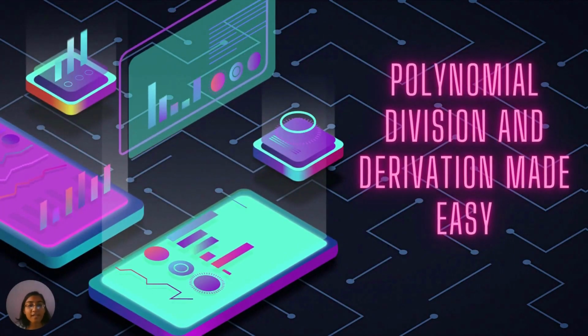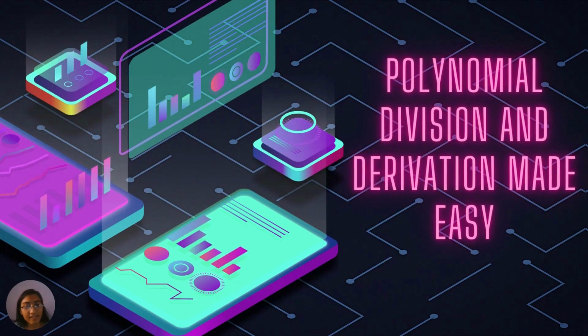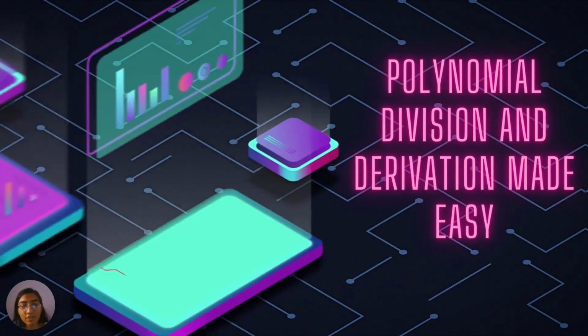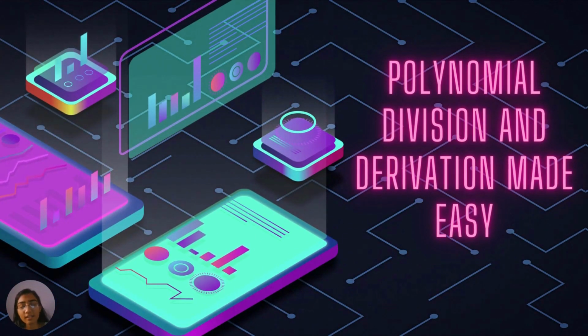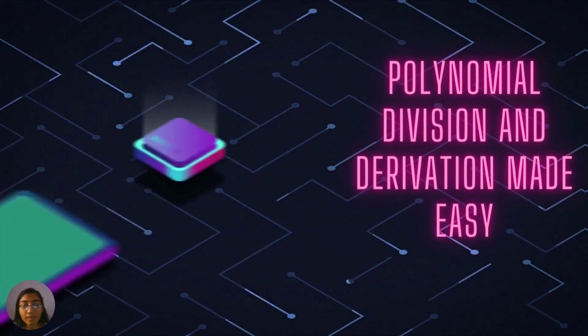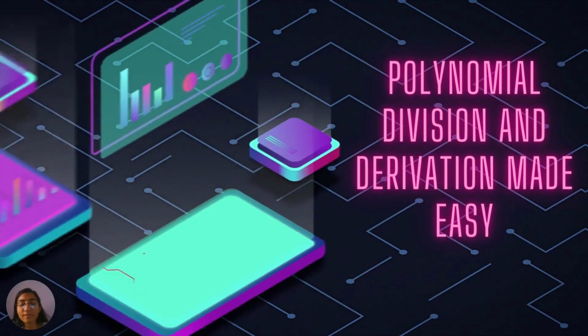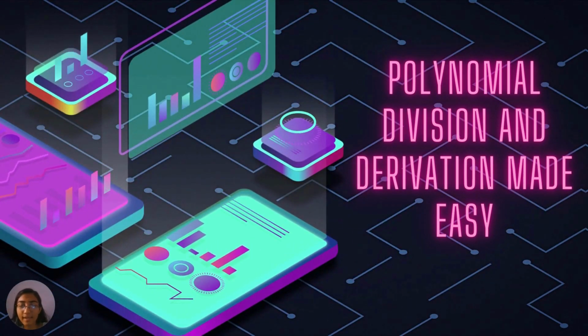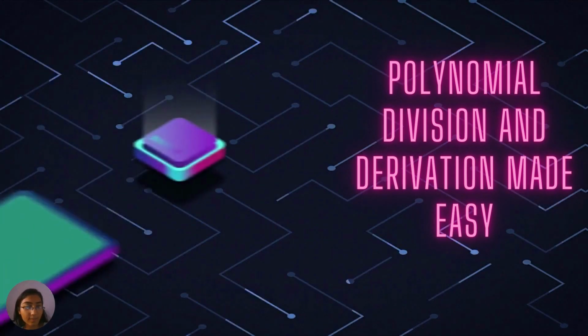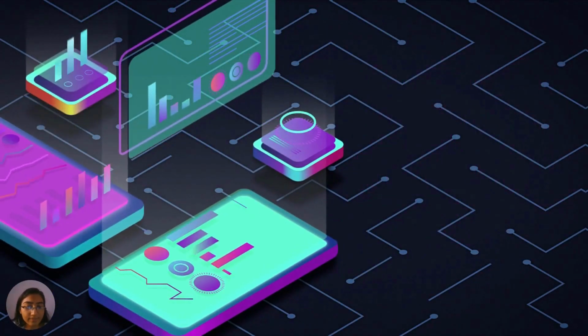So, after making polynomial evaluation easy, now we are going to make polynomial division and derivation easy. Here, we are going to create algorithms for polynomial division and derivation. For polynomial division, we will be dividing the polynomial by x minus r. Now, let's proceed. Let's get started, shall we?